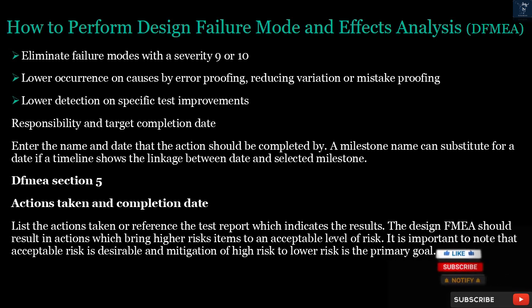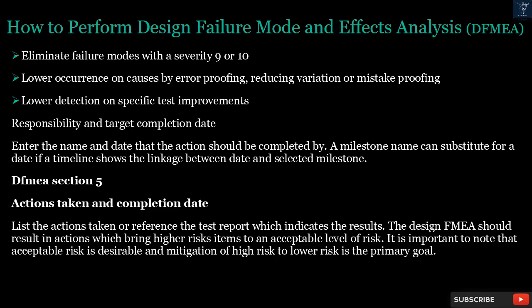DFMEA Section 5. Actions taken and completion date. List the actions taken or reference the test report which indicates the results. The design FMEA should result in actions which bring higher risk items to an acceptable level of risk. It is important to note that acceptable risk is desirable and mitigation of high risk to lower risk is the primary goal.